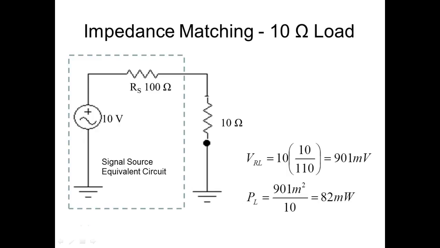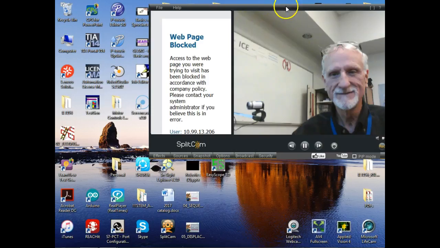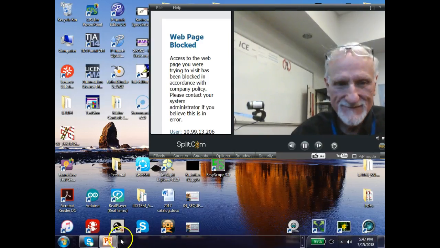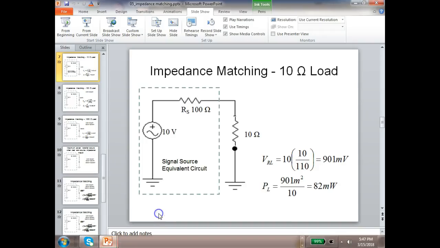0.91, I can change that. 0.082, the milliwatts is right? Okay, this right here is a little wrong. Yes or no?